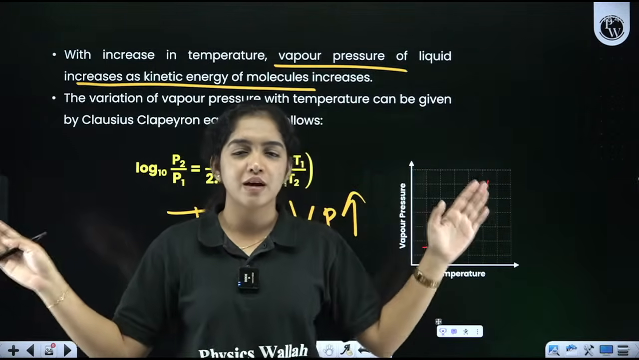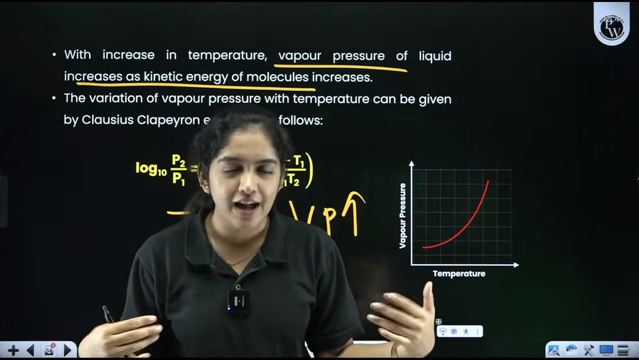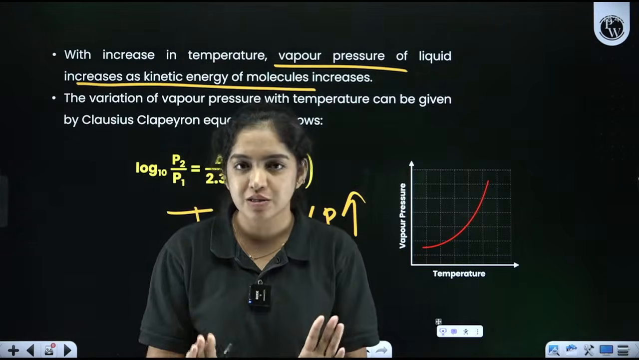Now moving my hands, I am moving to this side, I am moving front. Now I am possessing one energy, right? This energy is known as kinetic energy. Clear? The energy due to motion is known as kinetic energy.